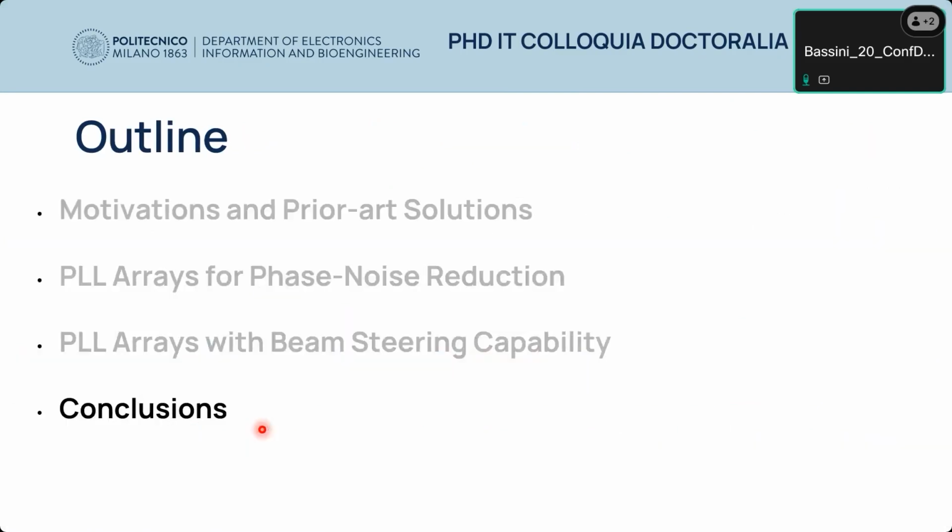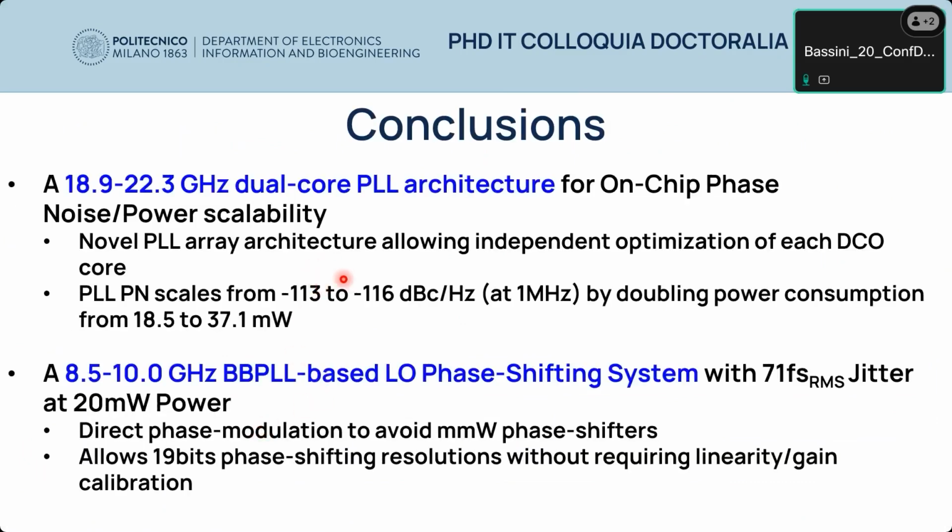So, in order to conclude, in this research work, we looked at the potential of digital PLL arrays. At first, as a means to achieve ultra-low phase noise LO generation, and then to further exploit the localized LO phase shifting architecture in order to remove millimeter wave phase shifters and achieve very high phase shifting accuracy without any linearity and gain calibration.